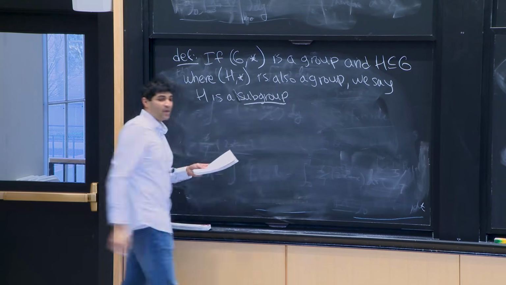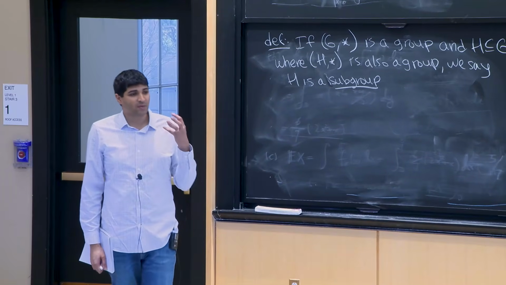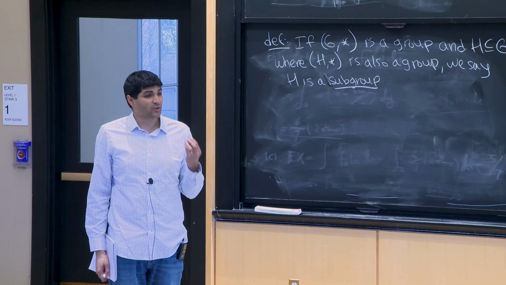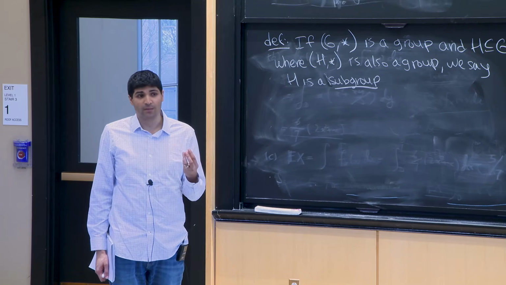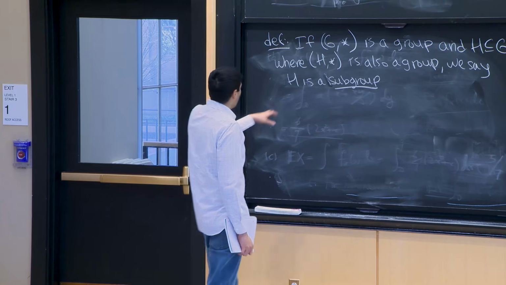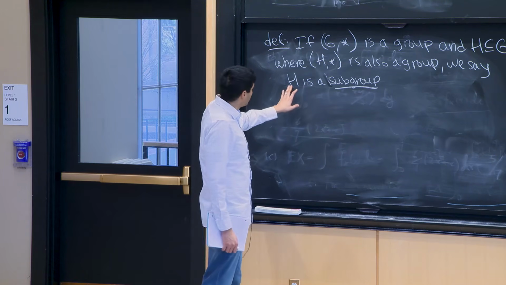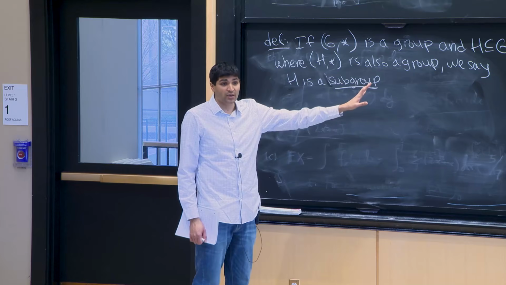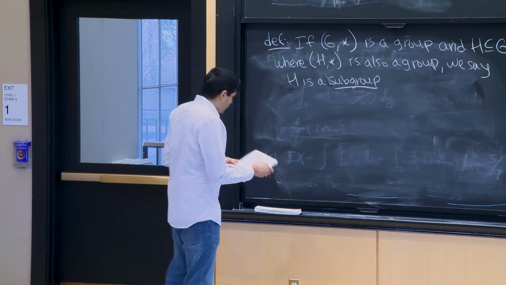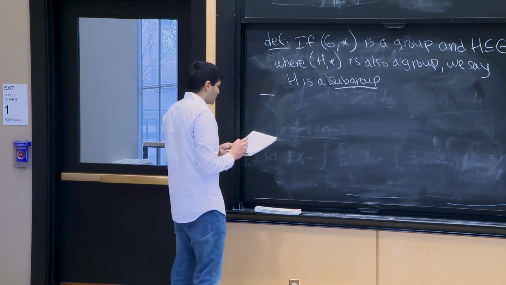So this is our key definition. Not only do we have a group, but sometimes inside a group we have other smaller groups sitting inside them. What we're going to do is show that whenever we have a subgroup, we can say something very interesting about the relationship between H and G. So that's where we're headed, but let's be explicit about this.